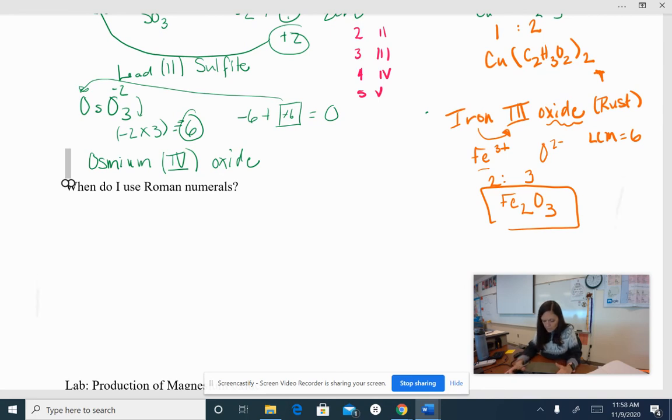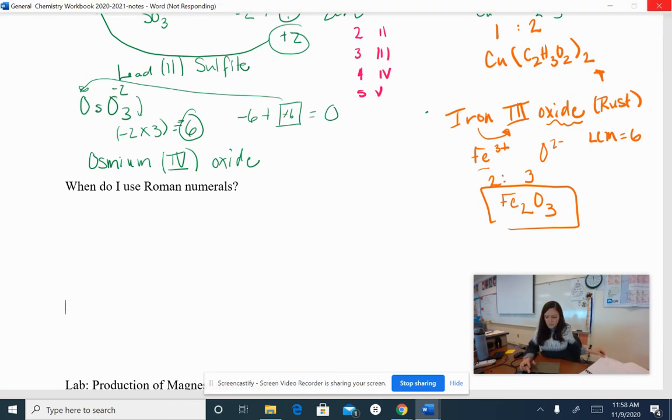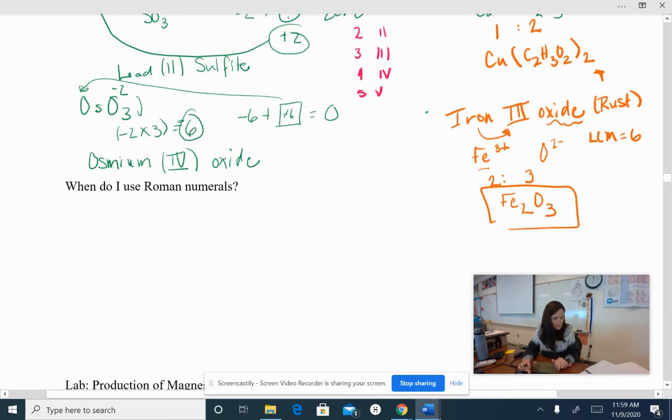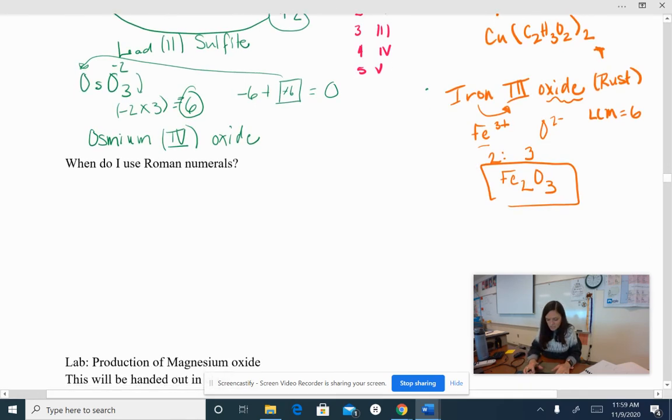Okay, so hopefully this answered your question and you learned how to use polyatomics. Next time when we talk, we are now going to start on our nonmetals and start learning how to do the formulas for our nonmetal compounds. Let's answer this last question here.